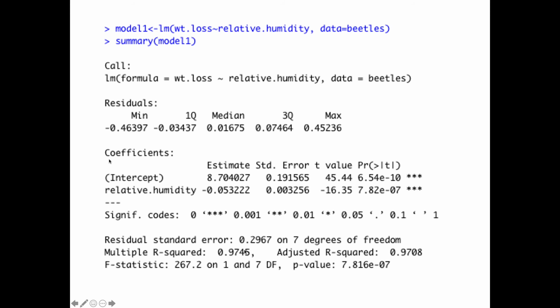This will go from 0, meaning that variation in x doesn't explain anything in y, all the way up to a value of 1, which basically means that variation in the x variable explains all of the variation in the y variable. This has an R-square value of 0.9745, which basically means you're way closer to 1 than you are to 0.